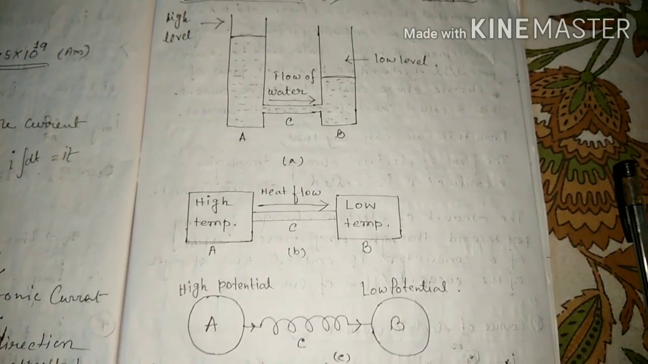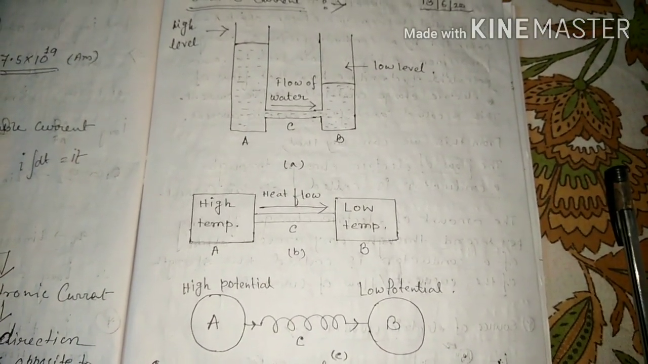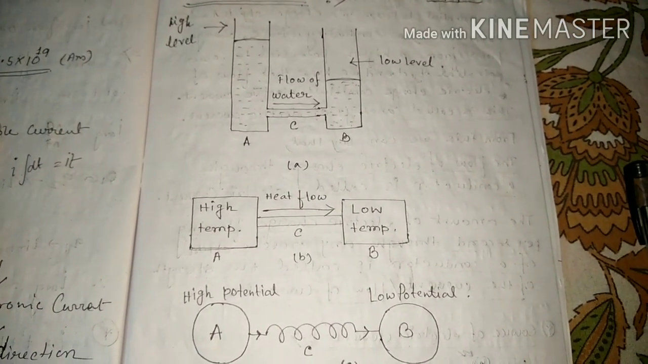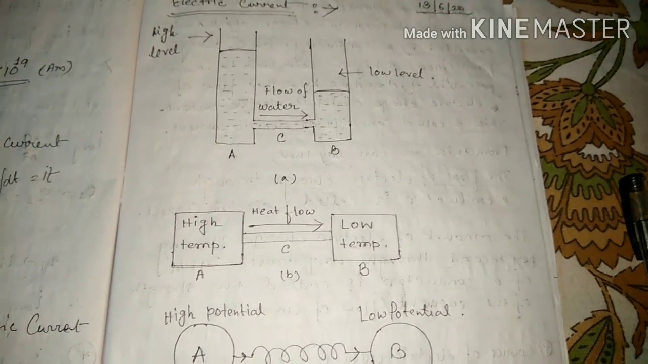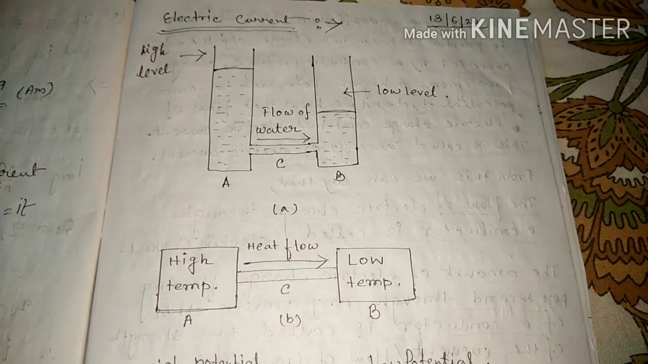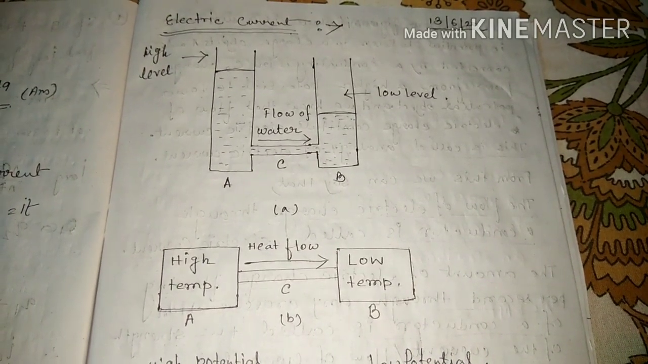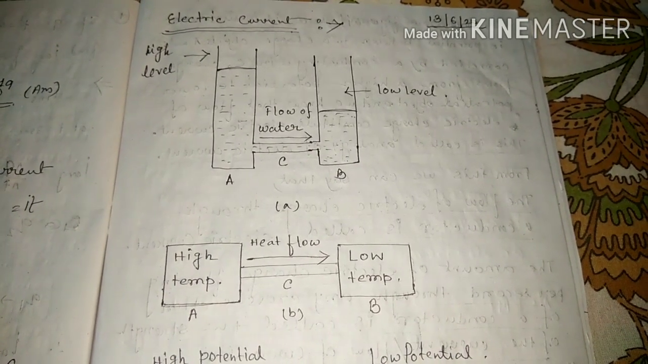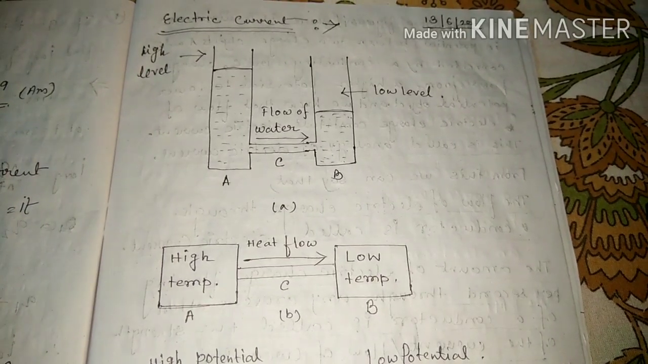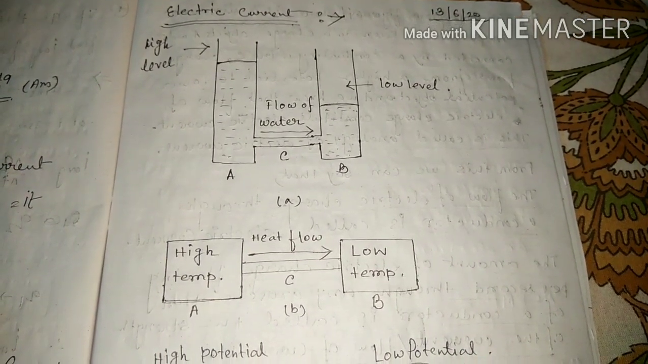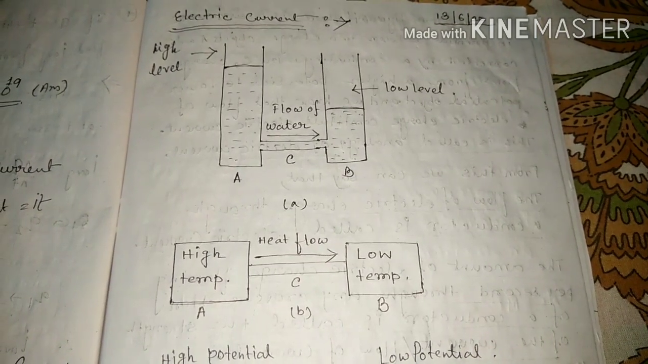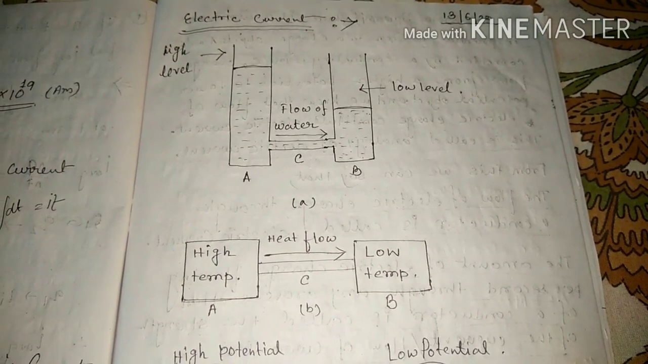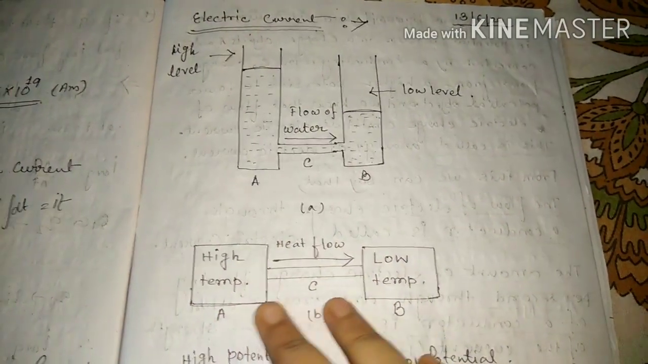You see these three figures, figure A, B and C. In figure A, two containers A and B are connected with a pipe or tube C. And you see that in container A, the level of the water is more compared to B. That means there is a difference in water level between these two containers, and the water flows from high level to low level through the pipe or tube C. So there is a difference of water levels.